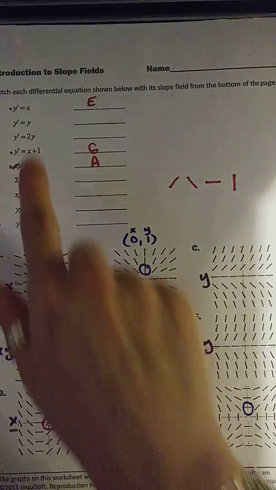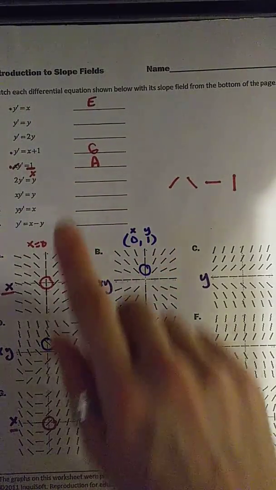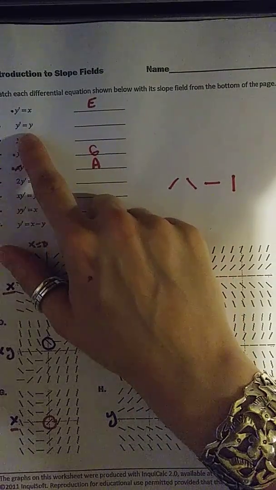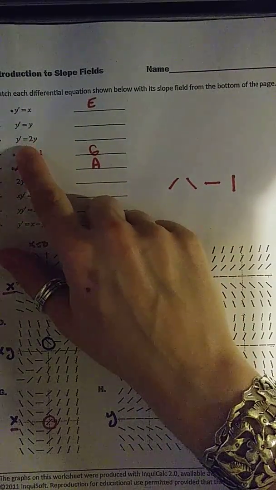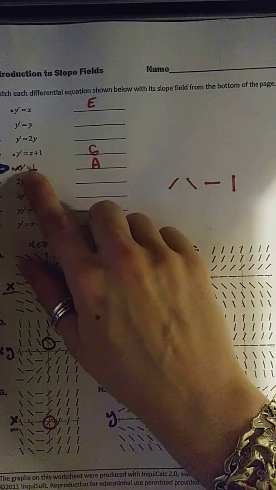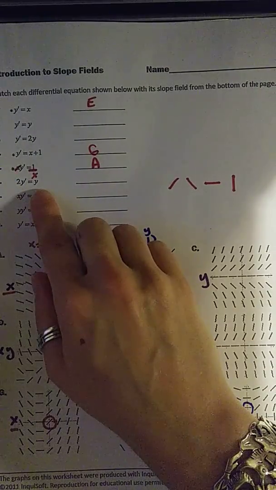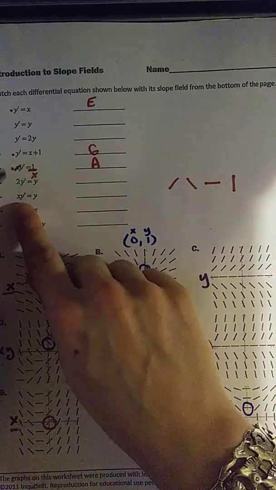So let's take a look and see if we can find the differential equations that have an x and a y value. So up here, this one, y prime equals y, that's only got a y value. Down here, y prime equals 2y, still only a y value. These ones only had x's, we already did those. This is 2y prime equals y, that's still only a y value, so it must be my last ones here.